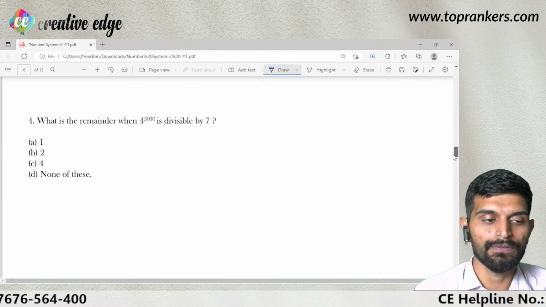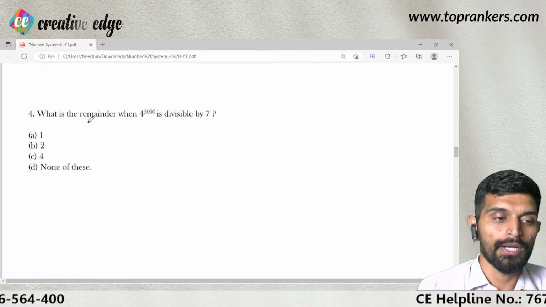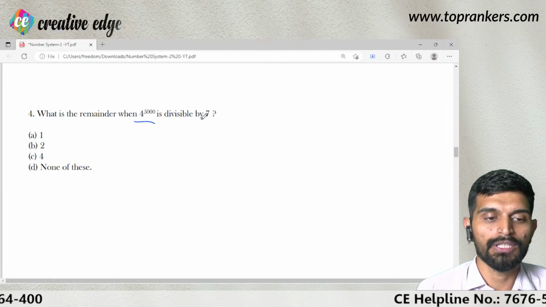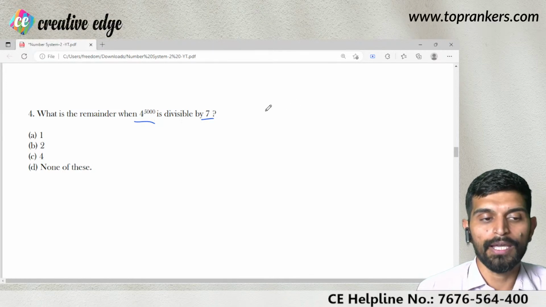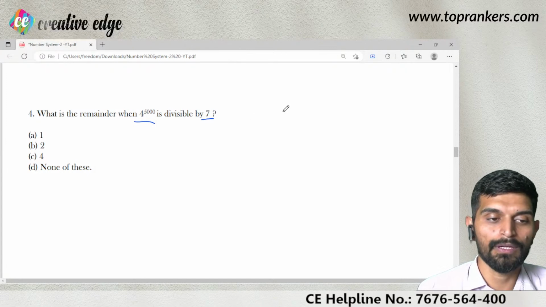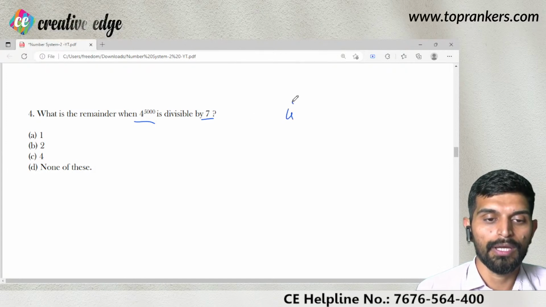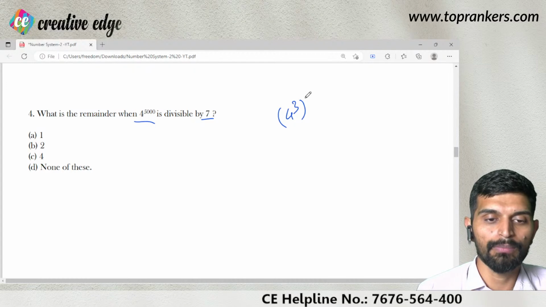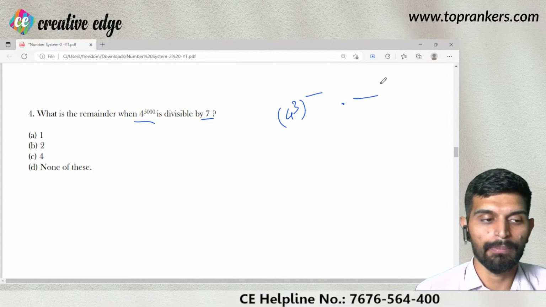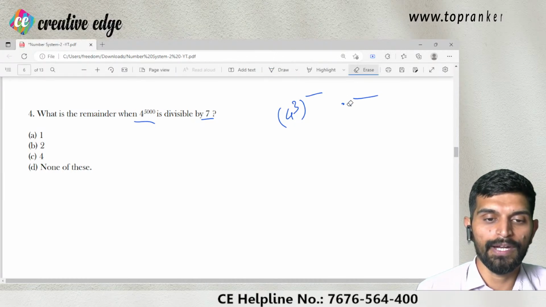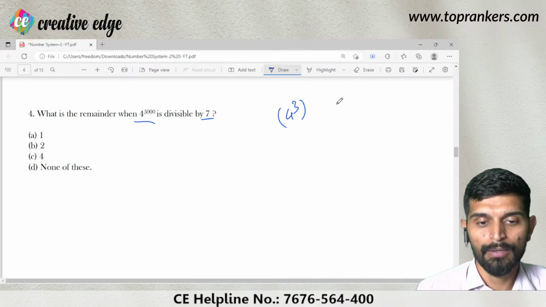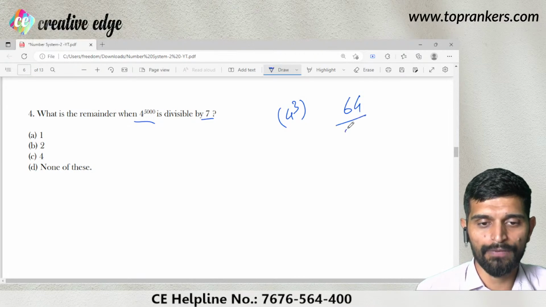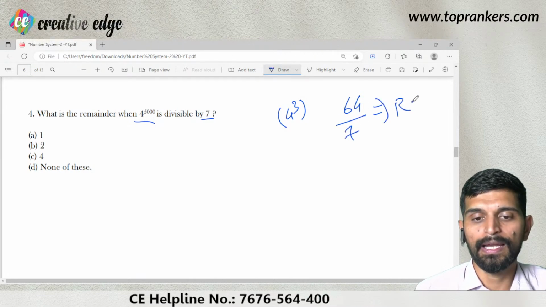Next we have: what is the remainder when 4 to the power 5000 is divided by 7? Again I'll write this 4 to the power 5000 as 4 to the power 3 into some component and the remaining part, so I'll be dividing this 5000. Why am I dividing it as 4 to the power 3? Because 4 to the power 3 is 64, and when I divide 64 by 7, I'll have remainder 1.